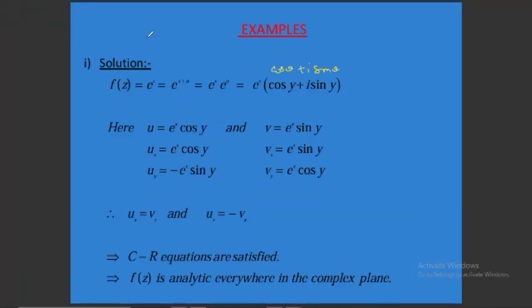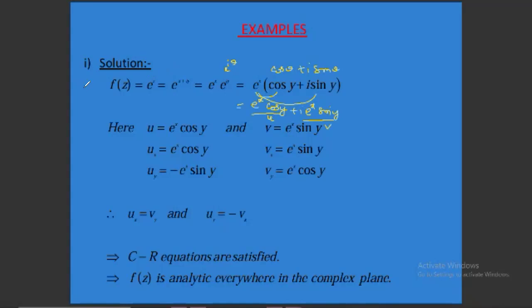Instead of theta, here we have y, so that's all, replacing. Now split the real part and the imaginary part. Multiply these two terms: e power x cos y plus i into e power x sin y. So this is u and this is v. So u is equal to e power x cos y and v is equal to e power x sin y.